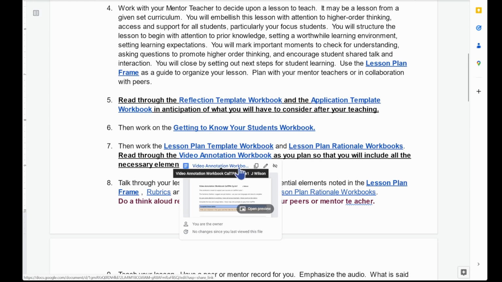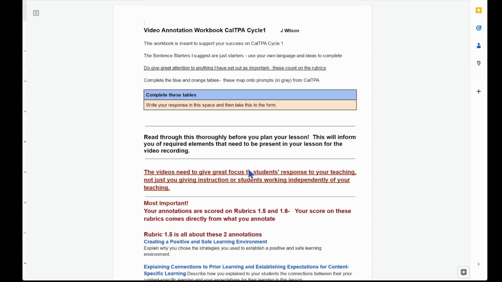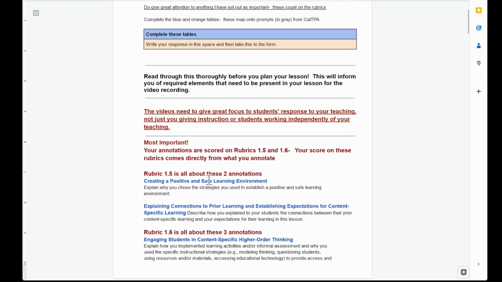So let's take a look at this one. This is a video annotation workbook. You will be including videos of your teaching as part of your submission, and you will be annotating those videos looking for 5 important elements that matter to CalTPA Cycle 1. So you can see I put a lot of important things here.